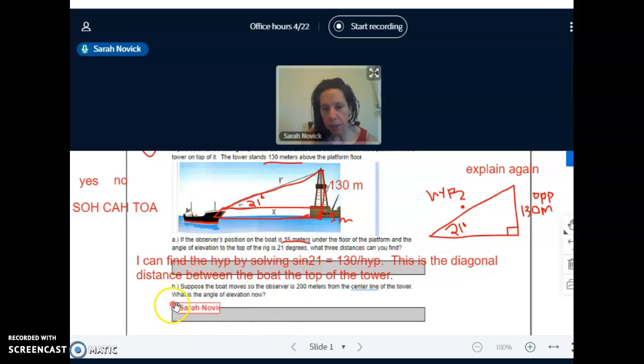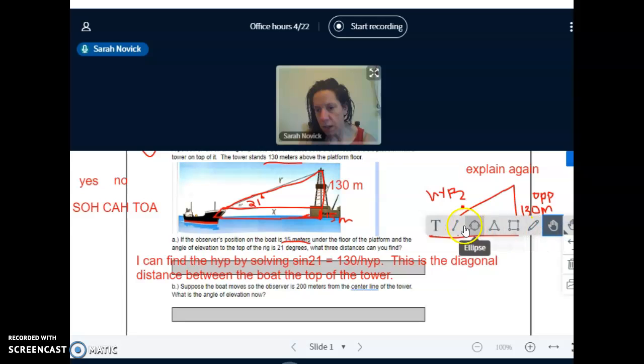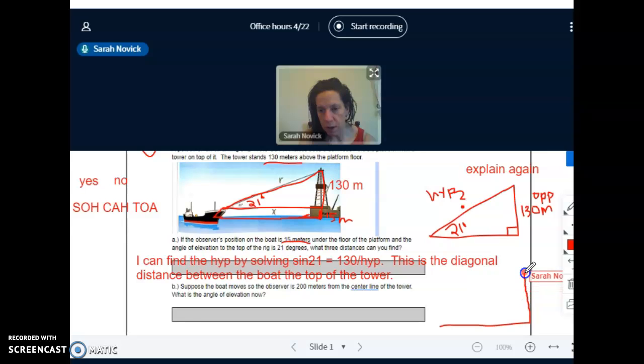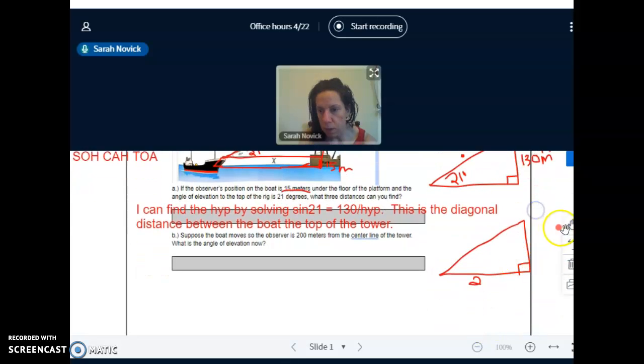Just to talk about part B, it says the boat moves and the observer is 200 meters from the center line of the tower. So that's just drawing a new shape. Here's your tower, and here's the boat. Your new shape would move, so now it's at 200 meters. Let me move this up just a little bit. So this is 200, and you want to know, what is this angle? Well, the tower didn't grow or shrink. The tower is still the same distance.